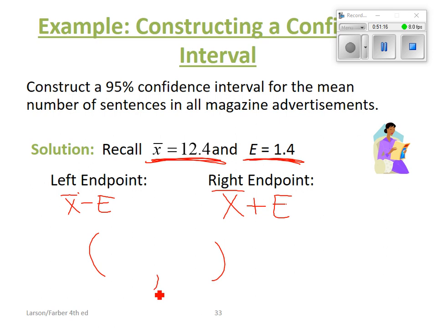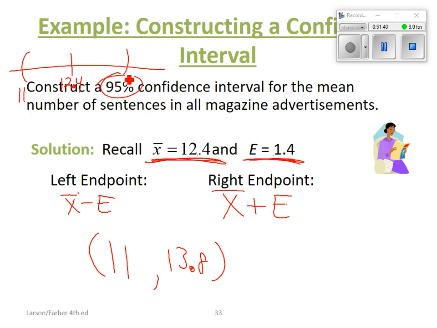On this one, what's 12.4 minus 1.4? So that's the low end. What's 12.4 plus 1.4? That's the high end. And if that's a 95% confidence interval, this is what we're saying. 12.4 is right in the middle. Out here on this end is 11. Out here on this end is 13.8.